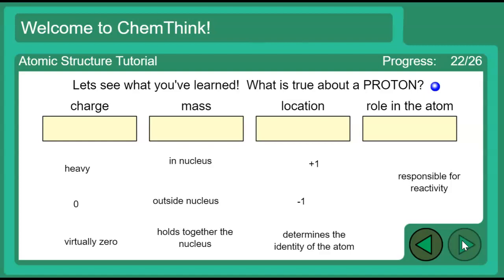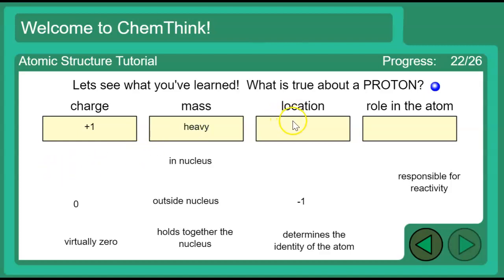So let's see what we've learned. What's true about a proton? What's the charge of a proton? Well, remember, you guys should complete this on your own, but I'm going to help you. Proton, pro is positive, right? So we're going to put the +1. And the mass, remember that we said that protons were considered heavy.